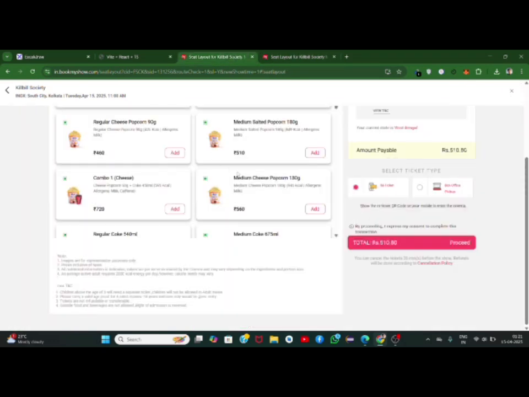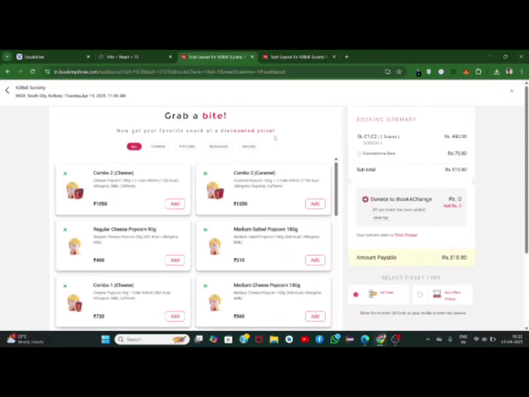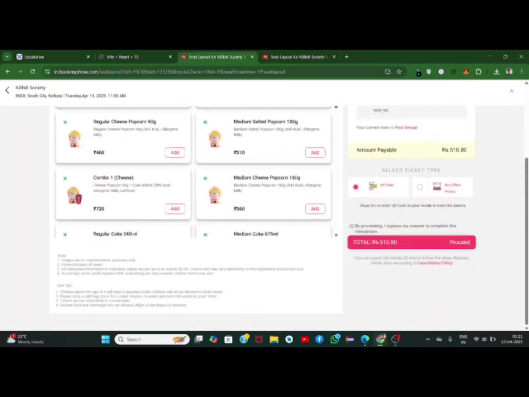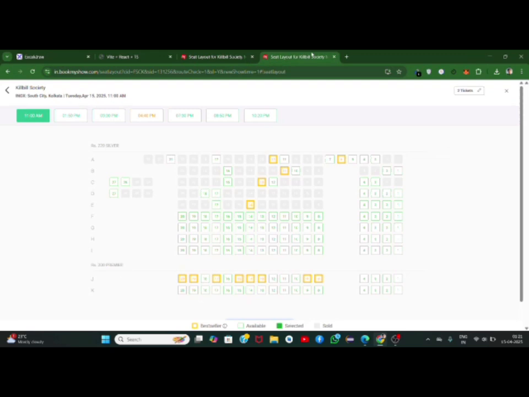I haven't paid anything. I'm just seeing the seats available and I've just selected two seats. I haven't paid anything. My seats are not confirmed. But when I'm trying to access these seats from another device, I can see the seats are already locked. This is the problem of optimistic locking.